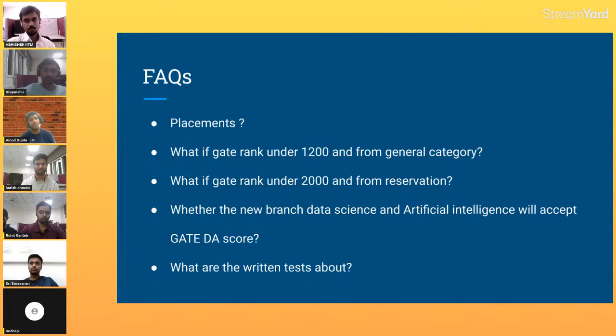So the most asked doubt is, what are the placements at IIT Madras for MS and PhD scholars, if you are particular to look for. I will ask Abhishek to address this.